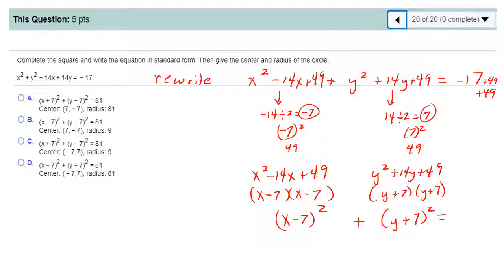Then when I combine the negative 17 plus the 49 plus the other 49, I end up with the number 81. So the radius would be 9, and the center point is positive 7, negative 7. Again, remembering to change those signs. So I'm going to look for x minus 7 squared and y plus 7 squared equals 81, but the center has to be 7, negative 7, and the radius 9. This one's kind of tricky because B and D look similar, but that's it.